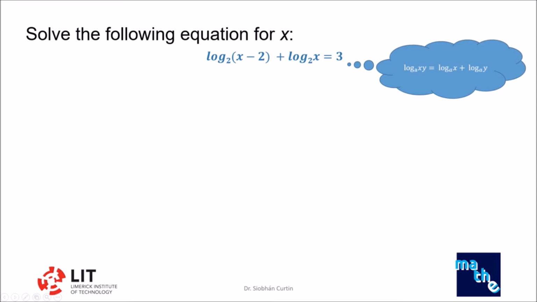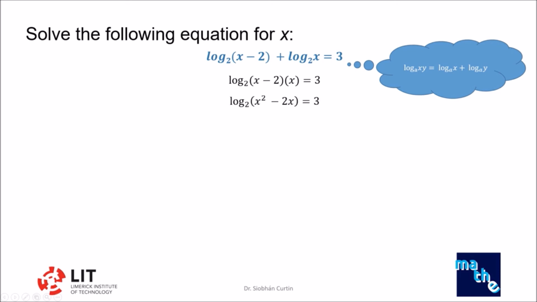Now, you will note that both of these logs have the same base, the base 2. So therefore we can apply this particular law. So this is where we want to add both terms. So when we want to add both terms, we've got to multiply the arguments. In this case, we've got to multiply x minus 2 by x. So let's go ahead and do that. So that's the log of x minus 2 multiplied by x to the base 2 is equal to 3.